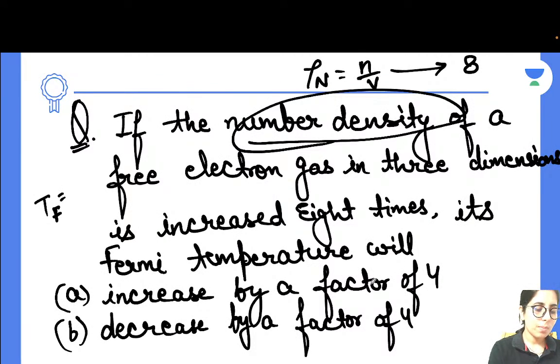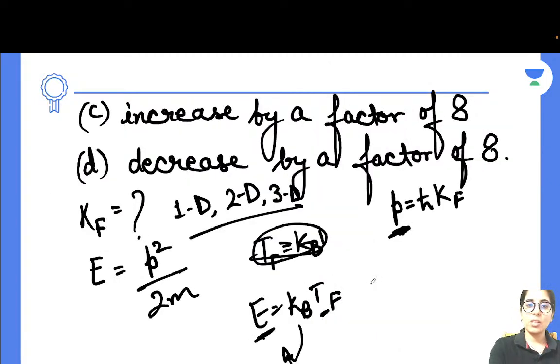Okay, please tell me if anybody is still having any doubt in this part, we can talk about it. But if it is getting clear, guys, we can take the next question. And if anybody is still having doubt, mention it. We can talk about that part.